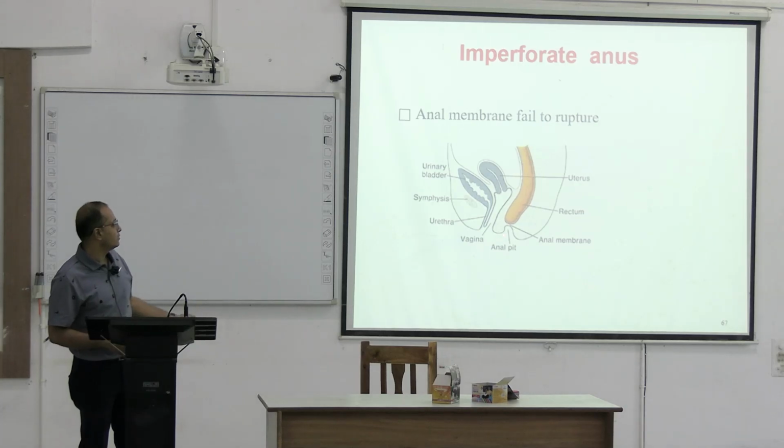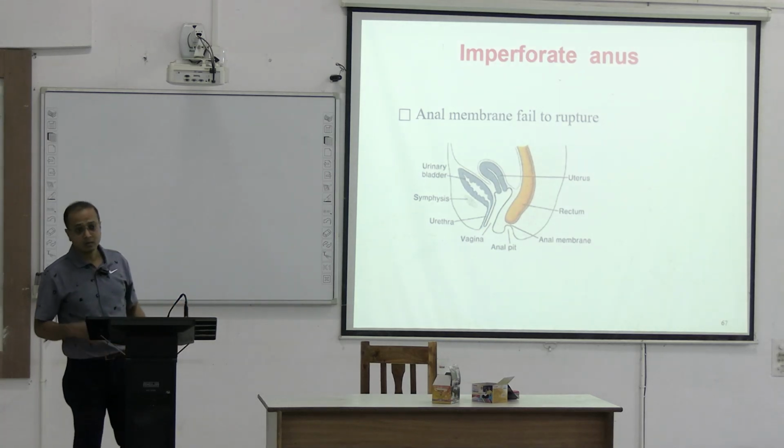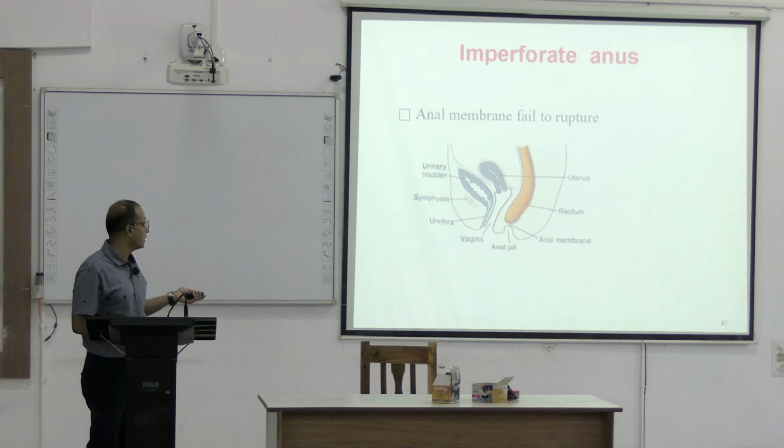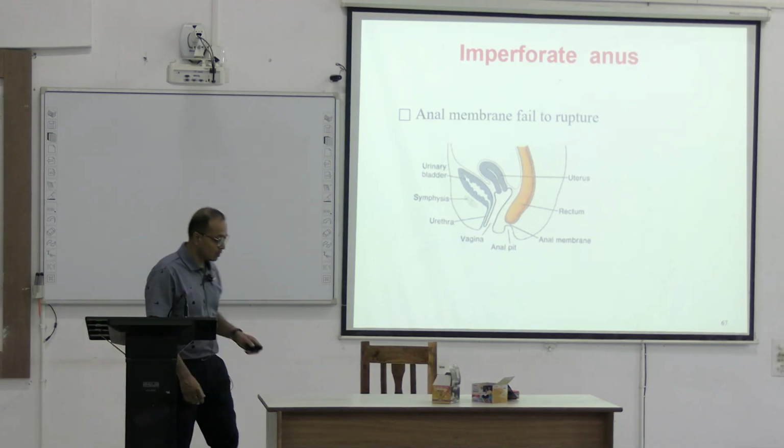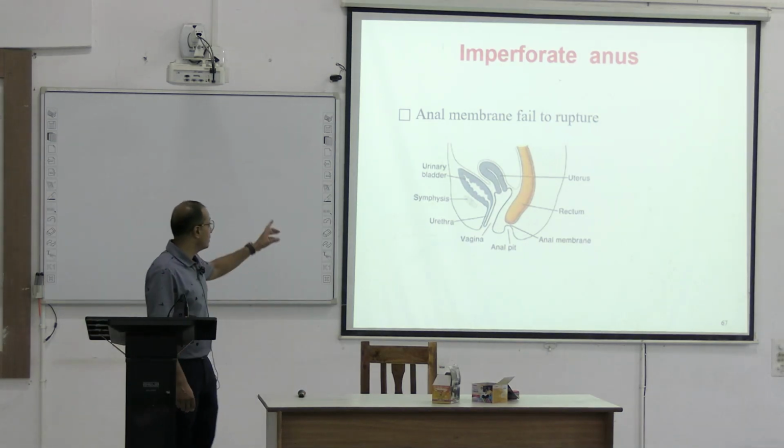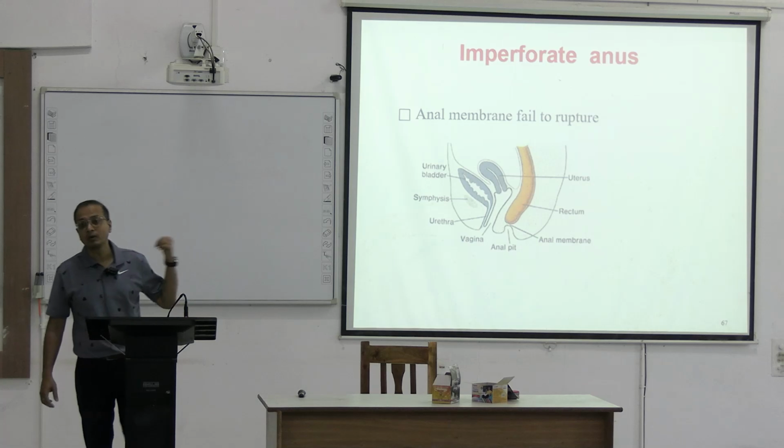So this anal pit that you are seeing here is a blind pit, which is ending in a blind end, and you have a membrane. So you have to bridge this membrane, cut through it, suture it, do a surgery, put a tube inside if required, and then this fecal matter can come out. So this is how imperforate anus happens, because of the failure to rupture this anal membrane. This is again your MCQ.